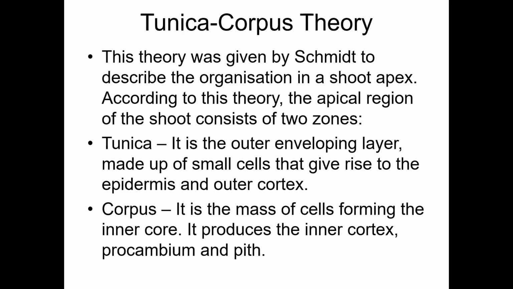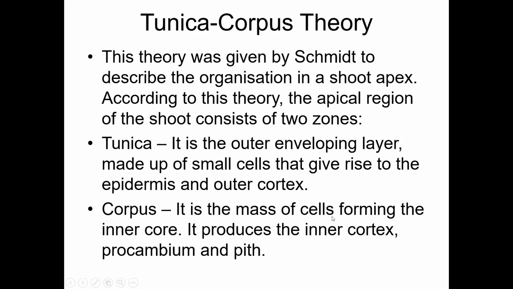Another theory is the tunica corpus theory. This theory was given by Schmidt to describe the organization of the shoot apex. According to this theory, the apical region of the shoot consists of two zones, the tunica and the corpus. The tunica is the outer enveloping layer, made up of small cells, that gives rise to the epidermis and outer cortex. So this theory contains two regions, the tunica region and the corpus region. The epidermis and outer cortex are formed from the tunica region.